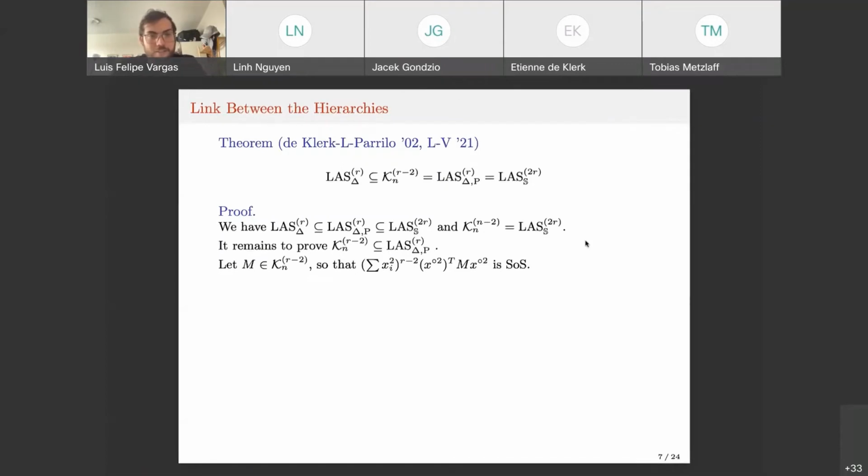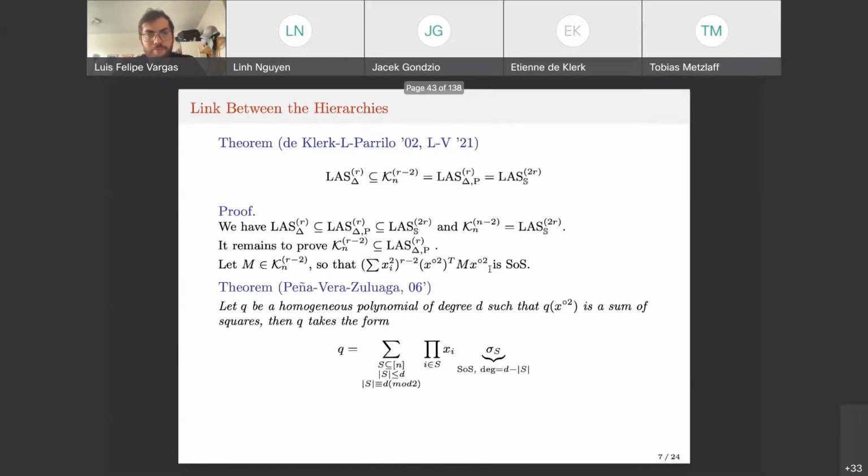So let's write the definition. M is in the cone K_n^(r-2) means that this polynomial is a sum of squares. Now we're going to use a theorem by Peña, Vera, and Zuluaga. The theorem says the following: if you have a homogeneous polynomial of degree d, such that when you evaluate at x squared it is a sum of squares, then we have information about q. If the polynomial is evaluated at each variable squared, then we know information about it when forgetting the squares. And this is precisely the case: this polynomial is a sum of squares, and each variable is squared in this polynomial.